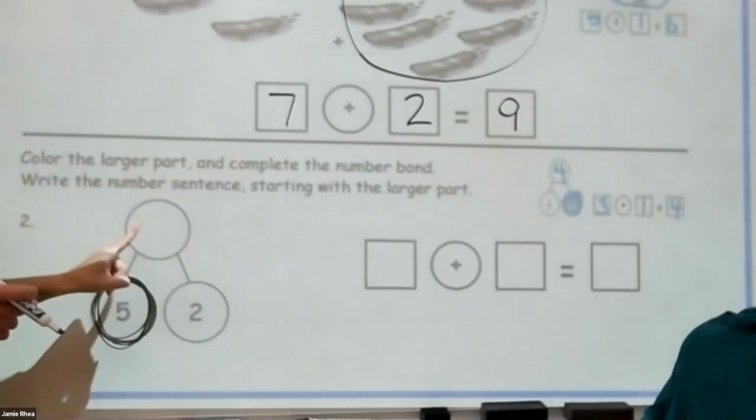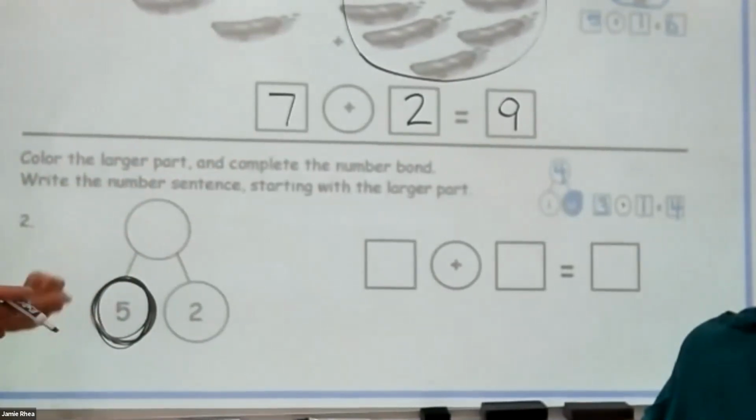Now we need to complete our number bond. So let's count on. 5, 6, 7. How many did I have total?